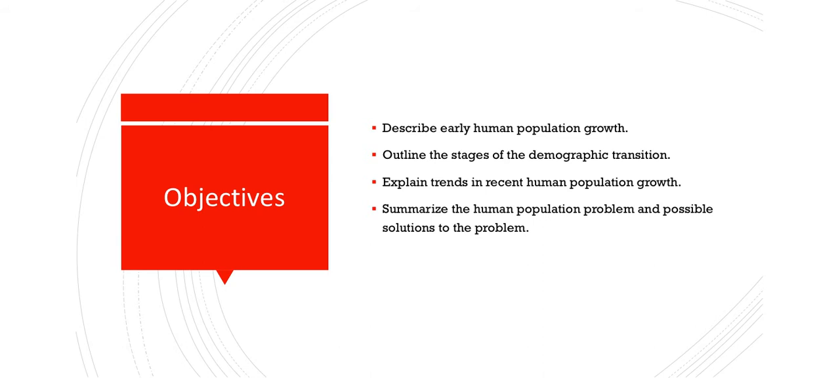After this video, you should be able to describe early human population growth, outline the stages of demographic transition, explain trends in recent human population growth, and summarize the human population problem and possible solutions to the problem.